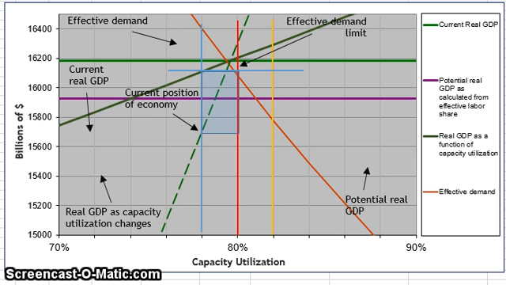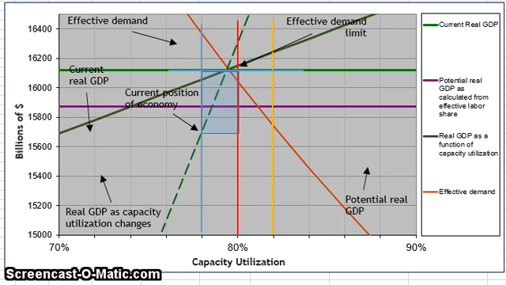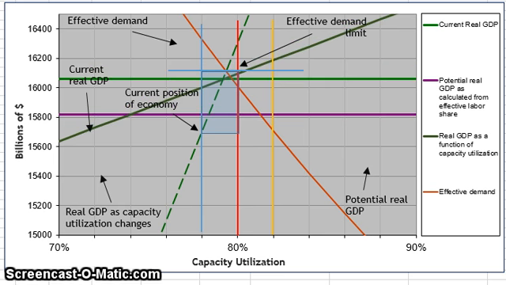But if we take it back up to 7.0% unemployment on a quarterly basis, we can see that the economy is hitting that effective demand limit.